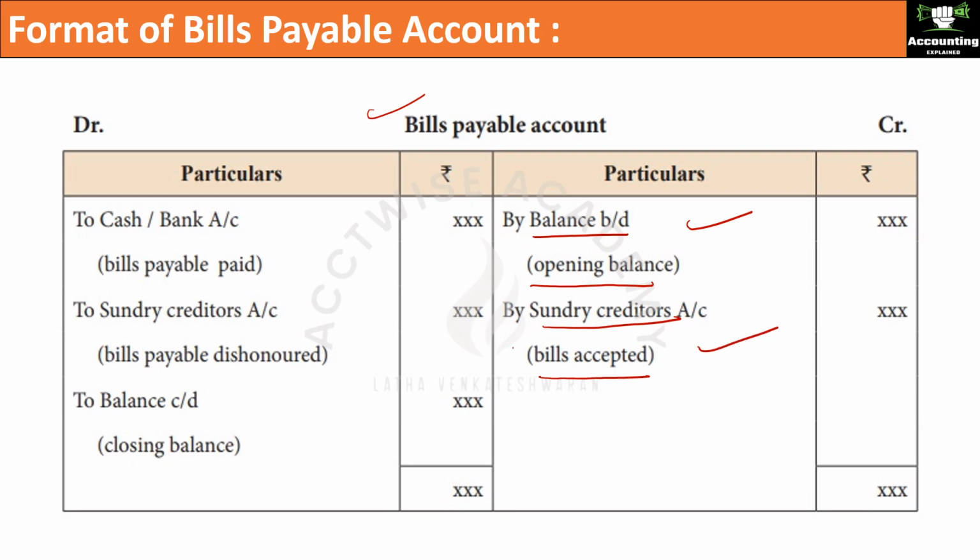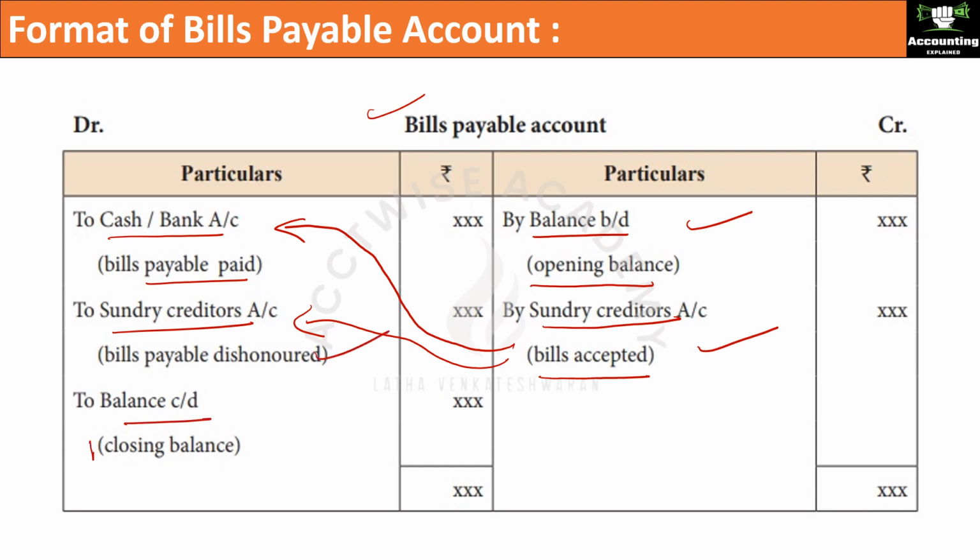If we have made payment for the bills which we have accepted, then it will come on the debit side. To cash or bank account, bills payable paid. And if the bills which we have accepted get dishonored, it will come on the debit side. To sundry creditors, debit side. To balance carried down, closing balance will also be on the debit side.